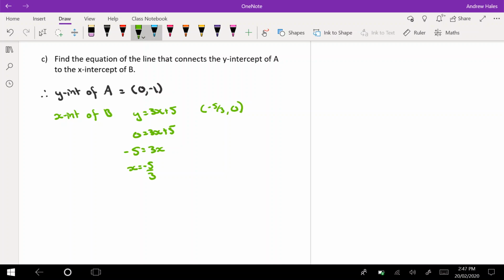Now we know the gradient of a line between 2 points equals y2 take y1 over x2 take x1. It's the change in y over the change in x. The change in y, negative 1 take 0. The change in x, 0 take negative 5 on 3, which equals negative 1 over negative 5 on 3. When we divide by a fraction, we flip the fraction and we multiply. So we're multiplying by the reciprocal of negative 5 over 3. So my final answer is 3 over 5.